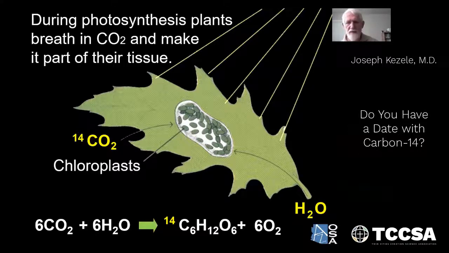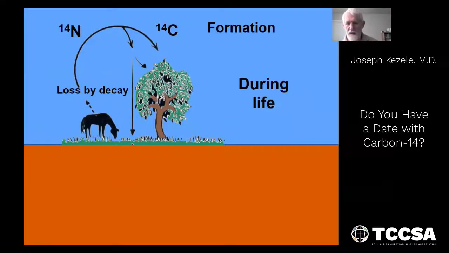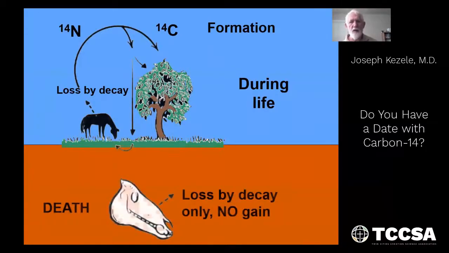So that's how we end up with carbon-14 in our bodies. During life, there's equilibrium with the atmosphere, with the plants, the animals, and people, that we all have the same ratio of carbon-12 to carbon-14 in our organisms while we're still alive. But once an organism dies, there is no further acquisition of carbon-14, but there is loss by the decay of the carbon-14 back to nitrogen. So it's this loss which is used to make an attempt to determine how long something has been dead.